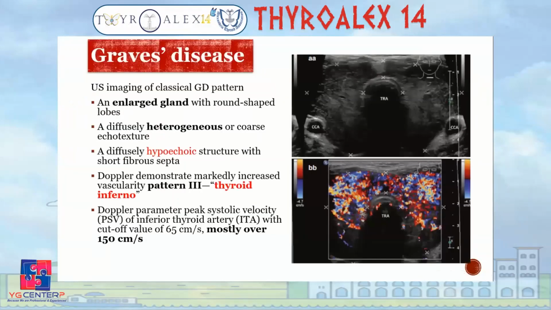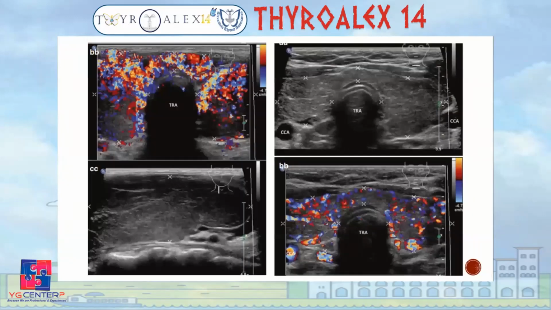About Graves' disease, the classic ultrasonographic pattern is also an enlarged gland, with heterogeneous or coarse echotexture, a diffusely hypoechoic structure with short fibrous septa. But the important thing here is that the Doppler demonstrates pattern 3 vascularity, what is called thyroid inferno. The inferior thyroid artery systolic velocity is more than 65 centimeters per second, and in most cases it is more than 150 centimeters per second. This is an example of thyroid inferno, but some cases of Graves' disease show just pattern 2 of vascularity.